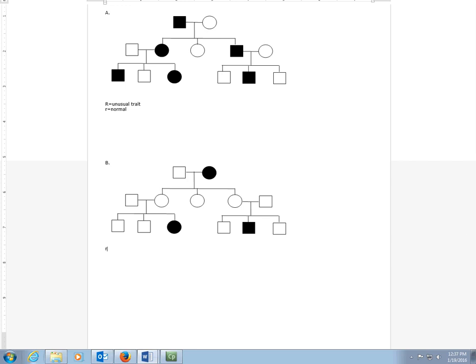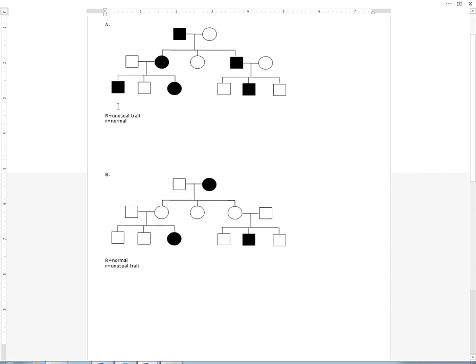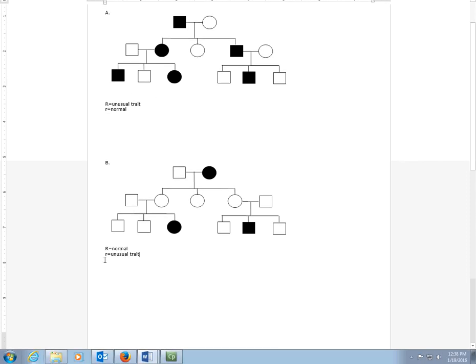And what you're saying when you say it's recessive is that the unusual allele is being carried as a recessive. So we'll put little r as the unusual trait, and big R is normal. And I think you can see how that assignment of the alleles is opposite of what we had in example A. So in example B, if little r is the unusual trait, then the individuals who have the unusual trait must be homozygous recessive, little r, little r.